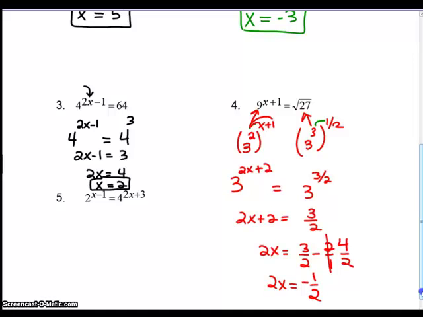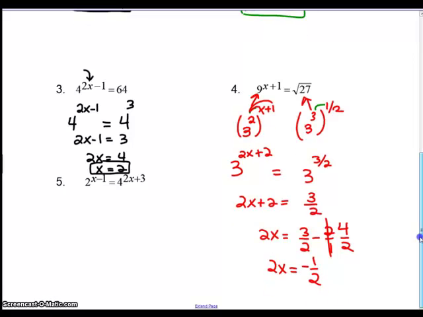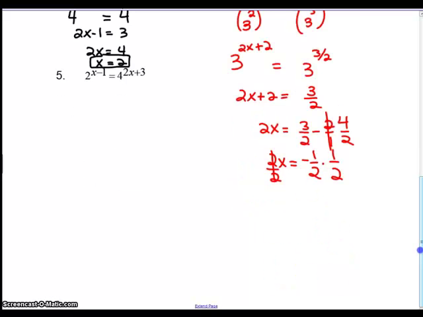And then to solve for x, we have to divide by 2, or you could say multiply times 1/2, which is the same thing. x is equal to negative 1 over 4.